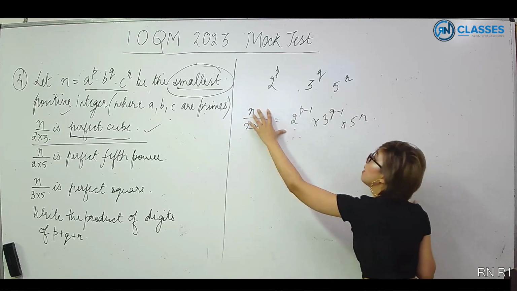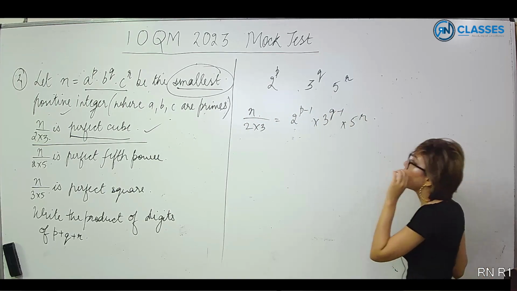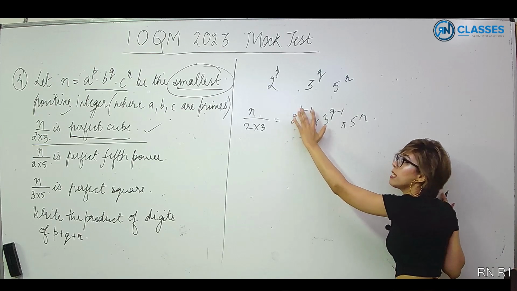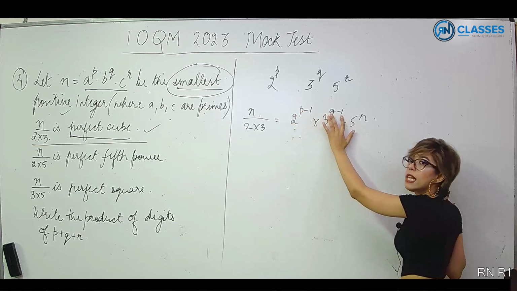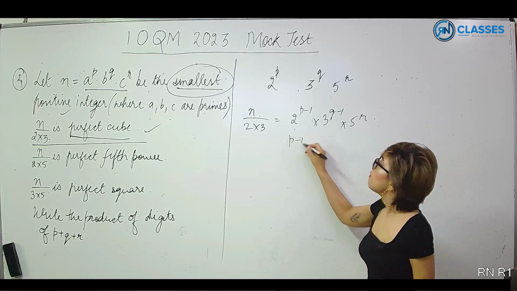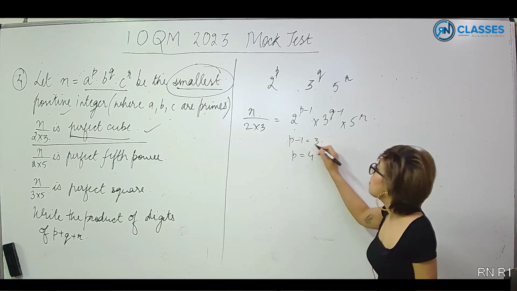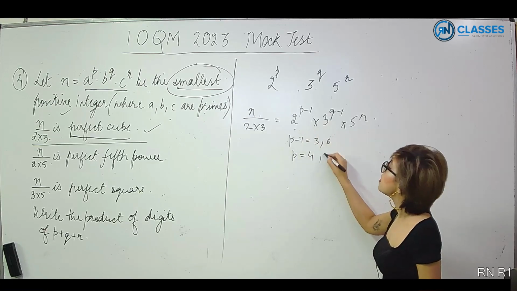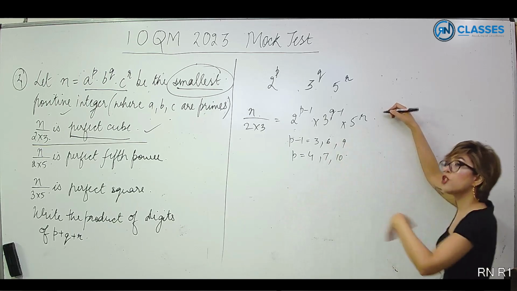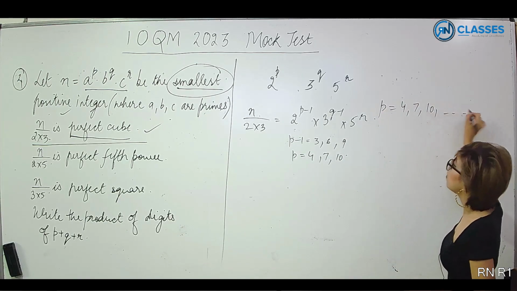Now he says this number is a perfect cube. I know if the number is a perfect cube, then each exponent has to be divisible by 3, so it has to be 3, 6, 9 and so on. Similarly 3, 6, 9 and so on for each. Now, if p minus 1 is 3, the value of p is 4. If p minus 1 is 6, the value of p is 7. Then next is 9, so here it is 10. So I will write the corresponding values of p: either 4, 7, 10 and so on.